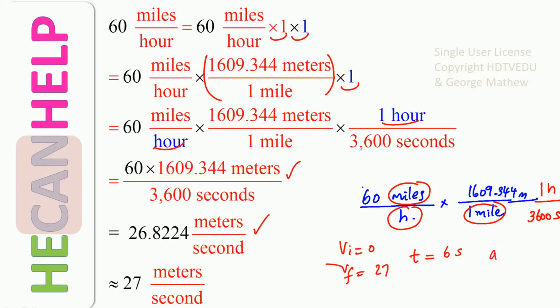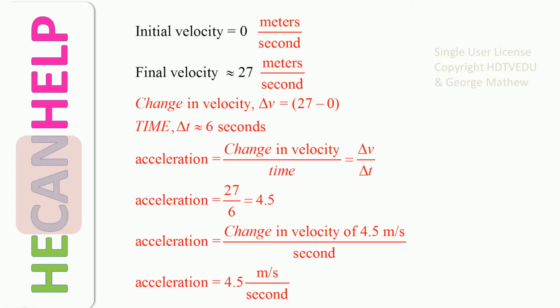So what is acceleration? V final minus V initial divided by time. Many textbooks have V final as just V. So V minus V naught divided by time. So that's what I did here. What is the initial velocity? 0 meters per second. What is the final velocity? 27 meters per second. What is the change in velocity? 27 minus 0, and so many meters per second. So change in velocity is 27. What is the time? Approximately, it is 6 seconds.